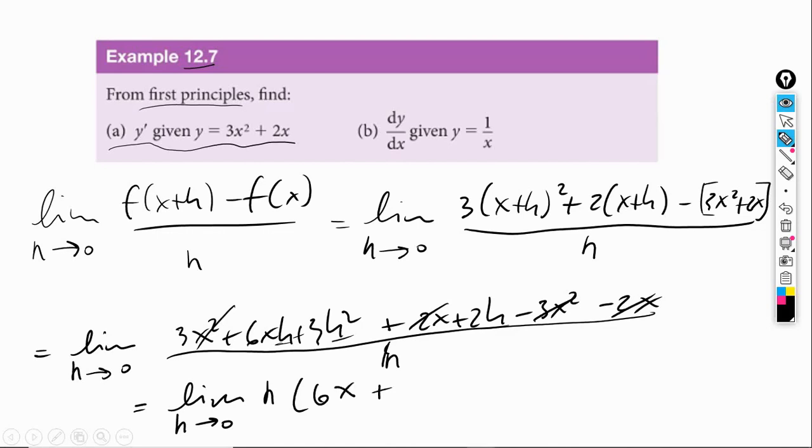And let's write this as h times (6x plus 3h plus 2), yeah, that would be it. And all of this over h. So h in the denominator would be canceled out. Now we can plug in 0 for h, and we're going to get that the derivative of y is going to equal 6x plus 2.